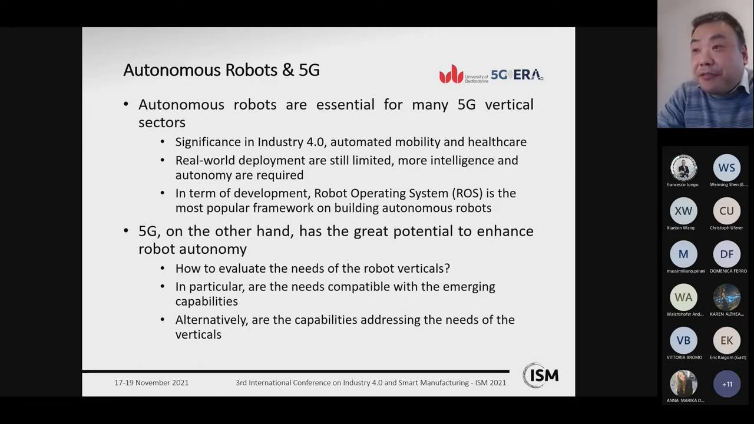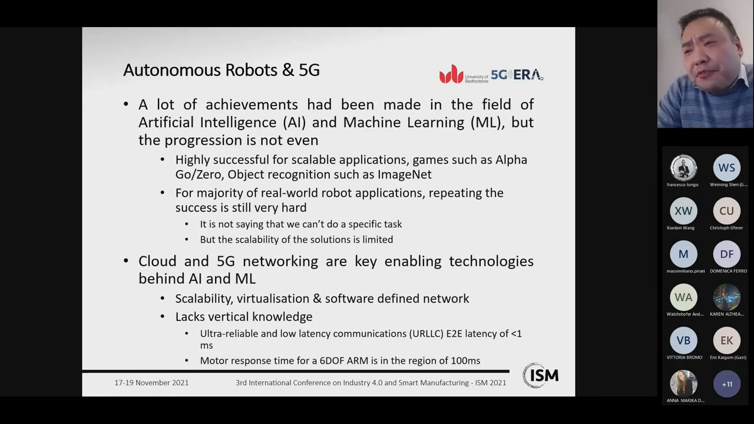On the other hand, in terms of the development of autonomous robots, we have something called the Robot Operating System. This is the most popular framework for building autonomous robots. On the 5G side, obviously, there is great potential to enhance robot autonomy and robot applications. One of the key issues we face is, what is the best way to evaluate the needs of the robot vertical? And that leads to another question: are the needs from the robot vertical compatible with the emerging technology, or is the emerging technology actually addressing the needs of our vertical? This is a question we feel is quite important to promoting the application of 5G technology.